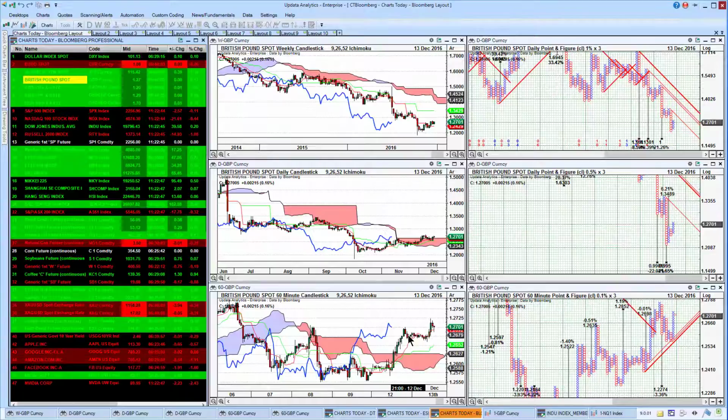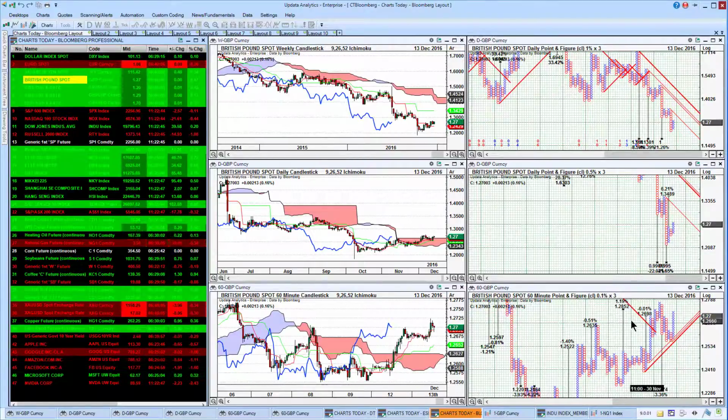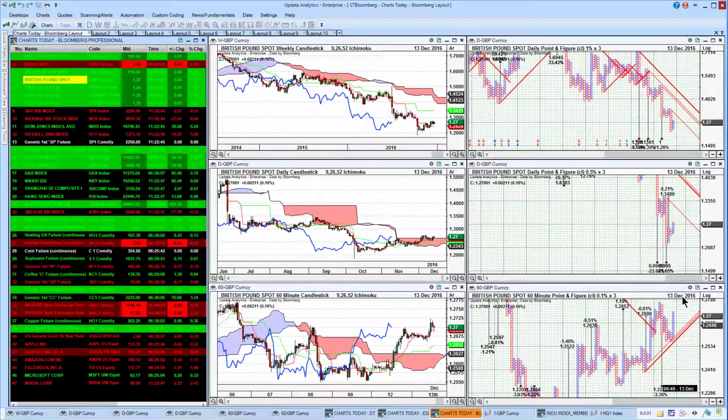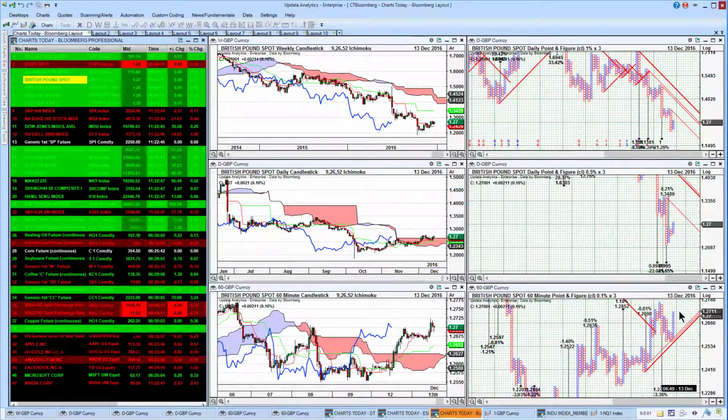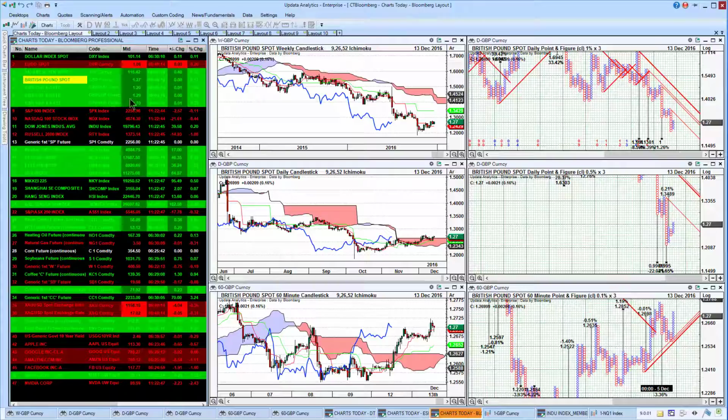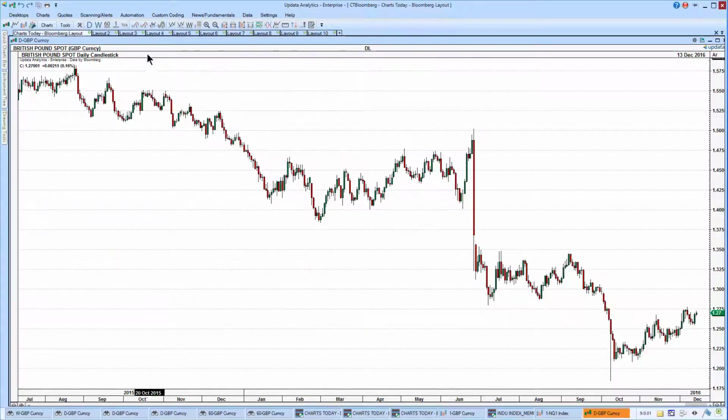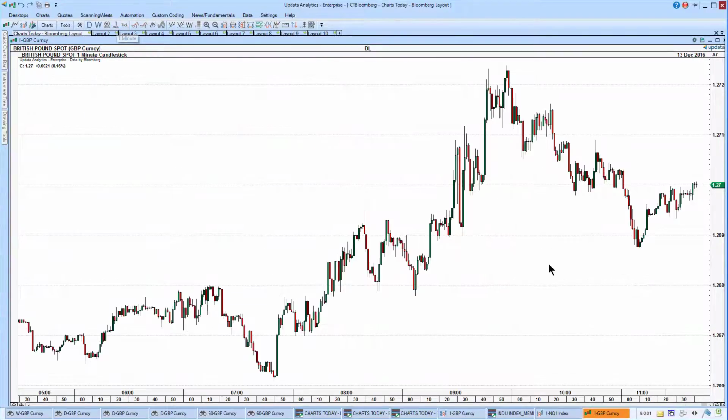Sterling is recovering quite well against the dollar. Interestingly, we're finding support here. We do have this downside target, but we do have the support as well. So quite interesting that we've got that there. And if you want to look at the 1 minute chart to see which way sterling's likely to go, we see this move and then that move back.